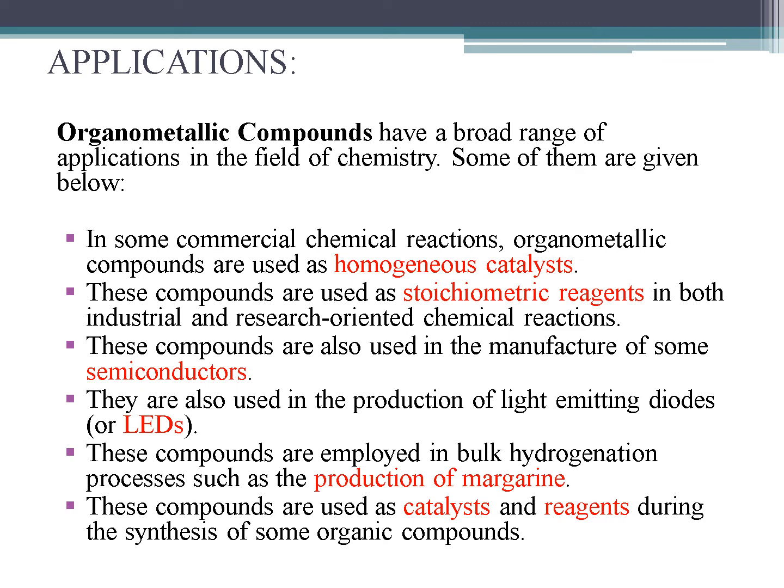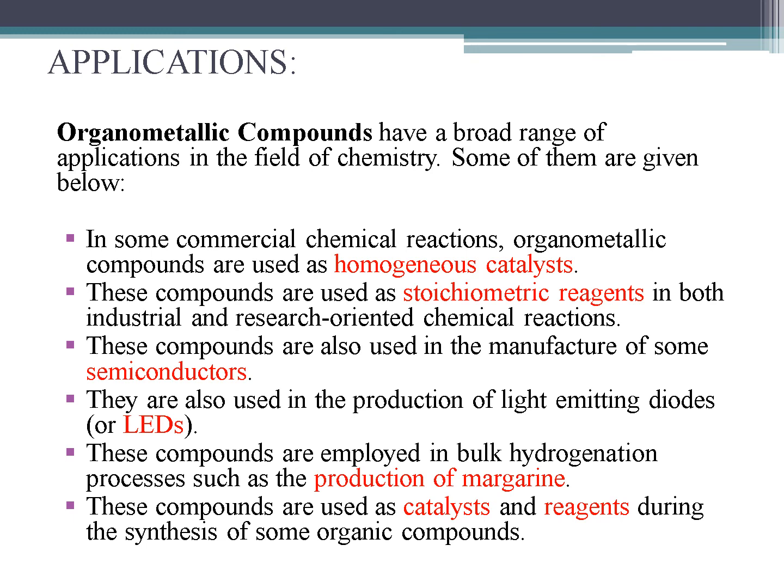Homogeneous means that they are used where the catalyst is made of the same phase as the reactants. These compounds are used as reagents in both industrial and research-oriented chemical reactions. Another application is that they are used in the manufacture of some semiconductors. You know that semiconductors are useful in our daily life. They can also be used in the production of light emitting diodes.